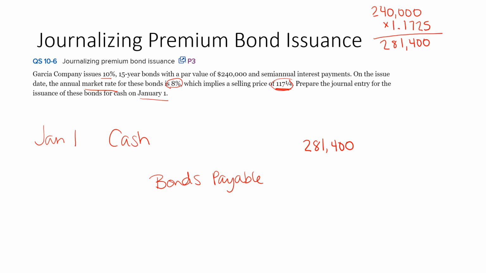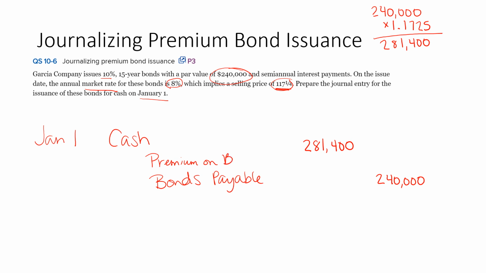Regardless of the amount of cash received for the bonds, at maturity, the corporation will pay back the par or face value of those bonds. So that's what we credit bonds payable for, the $240,000. All right, as you can see, at this point, the debit column is greater than the credit column. That means we need an additional account to credit to make sure that our transaction balances. So when bonds sell at a premium, we credit premium on bonds payable.